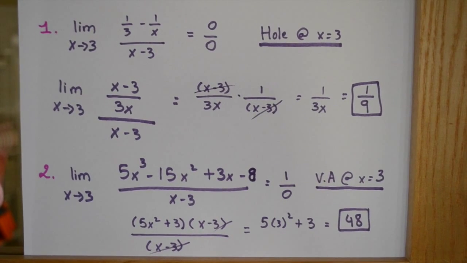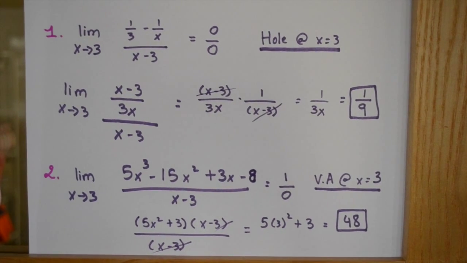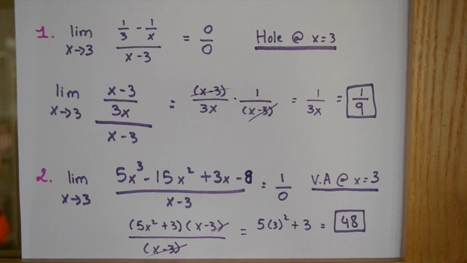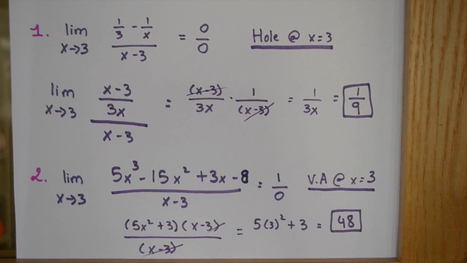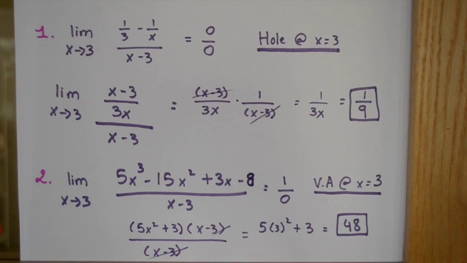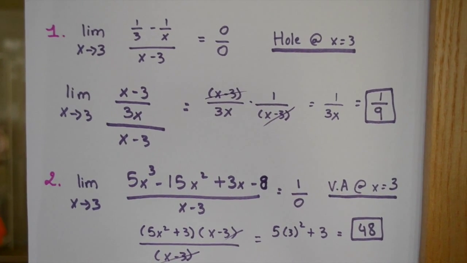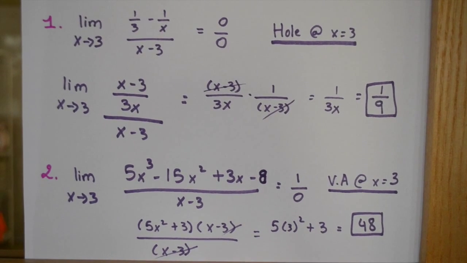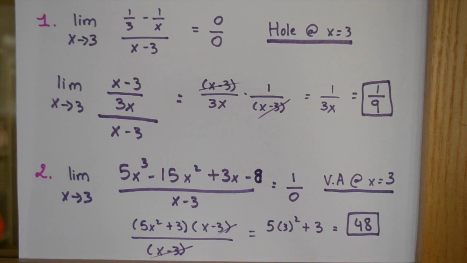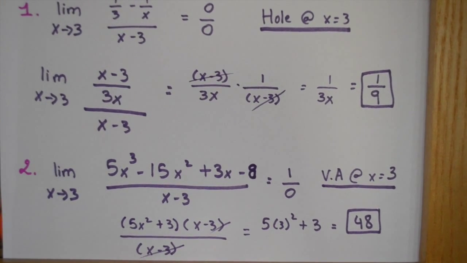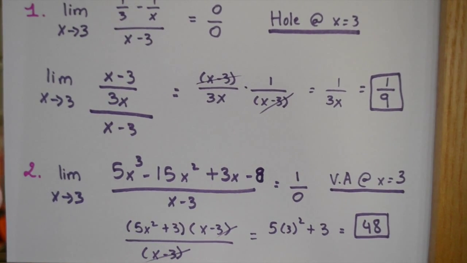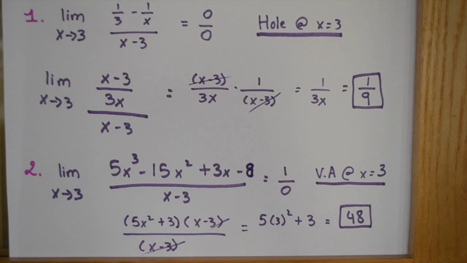For number 2, you plug in 3, and then you find out that it's 1 over 0, so there is a vertical asymptote at x equals 3. You want to clean it up a little bit and cancel some things out, and then you find 5x squared plus 3, and you want to plug in 3 wherever there is an x. So it's 5 times 9 plus 3, which is equal to 48.